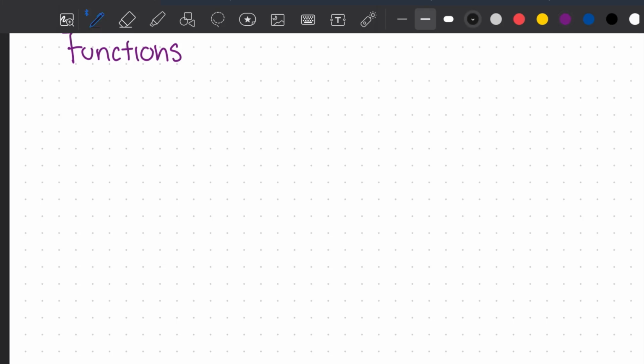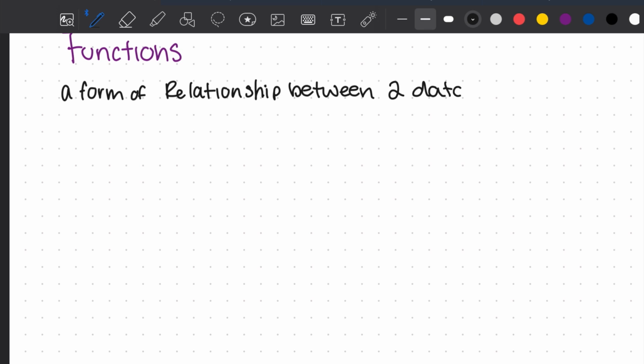A function is a form of relationship between two types of data points. So whatever a function is, it's when we don't have repeated x values.